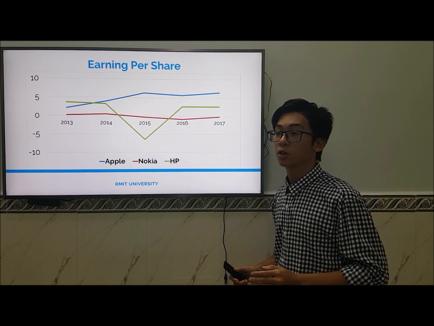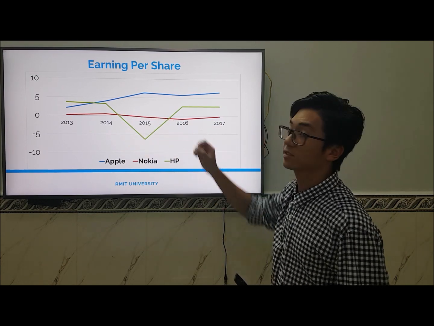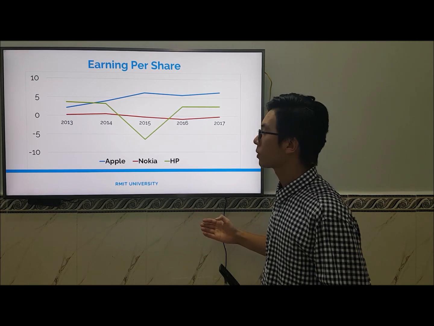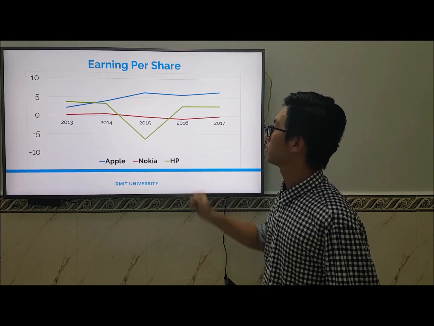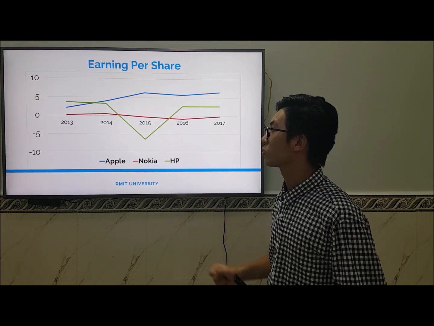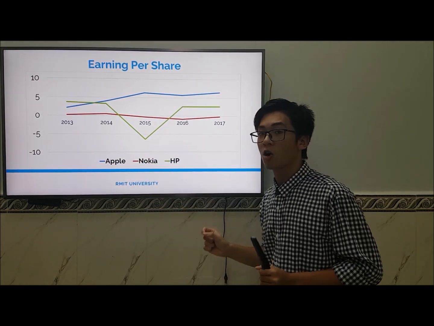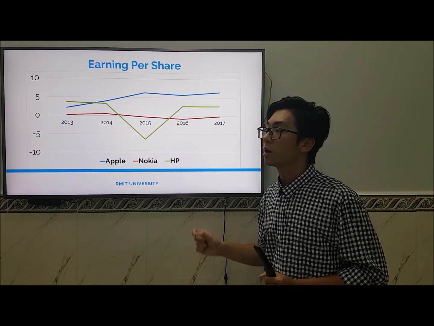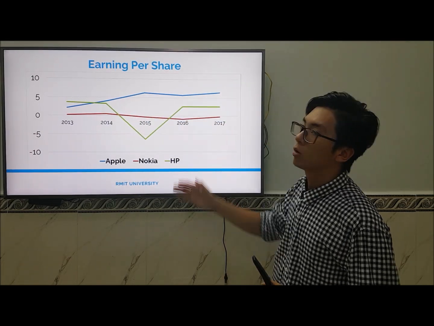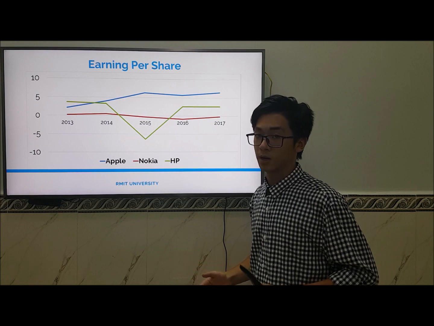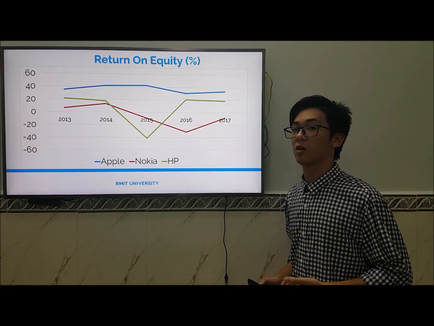Very similar to the net income, Nokia has a trend moving downwards and slightly decreasing over time. HP experienced a dramatic drop in 2015, to below -5. Apple is the only company among the three that managed to stay above 0 and slightly increase over time. Finally, we have the return on owner's equity of each company.